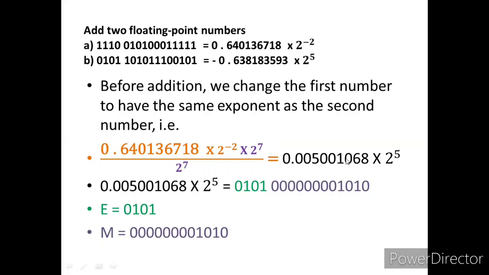As we have seen in the previous session, when we convert it to Q format, the number is A, so it is 1010. So we can easily observe E is 0101 because of 2 raised to 5. The exponential term is 5. Mantissa is 8 zeros 1010. So now it is in the same format. Now we have to add the given two numbers.